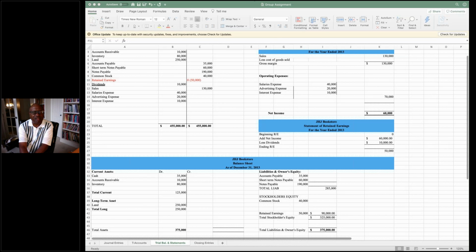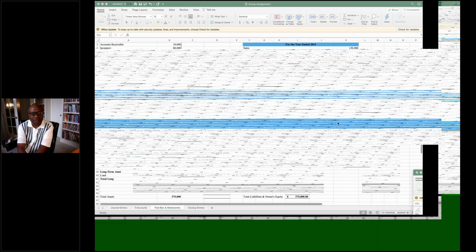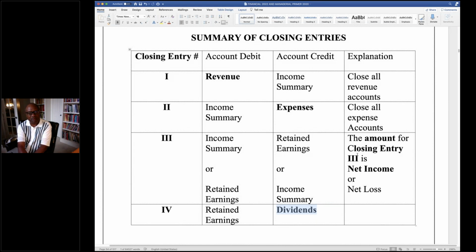No, he's talking about where it says income summary or retained earnings. In the explanation, if you have a net income, it's going to be income summary debited and retained earnings credited. But if you have a net loss, it'll be retained earnings debited and income summary credited. So it's one or the other. That's what he's saying. Because you're using the top one, it'll be income summary and retained earnings. So income summary will be debited and then retained earnings will be credited.